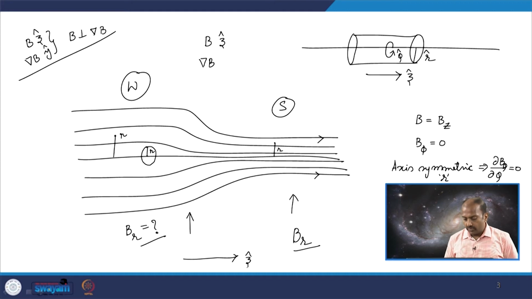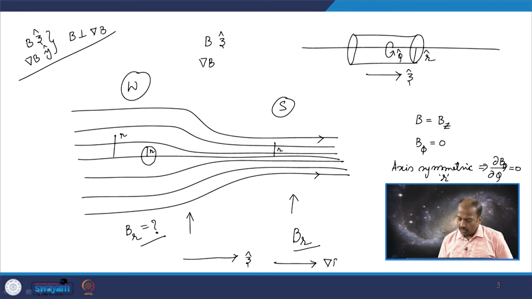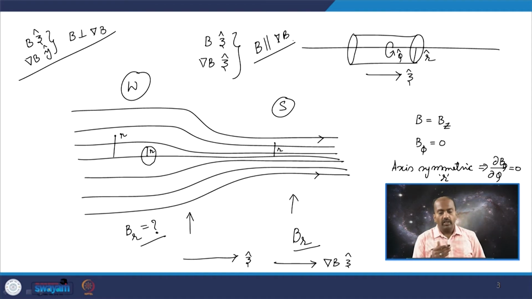So, what is the direction of the gradient? Of course, this is the direction of the gradient. The gradient is the maximum change in a particular physical quantity. The direction of this gradient is obviously in the z cap direction itself. So, the magnetic field is increasing in this direction, right. So, the magnetic field's gradient is also in the z cap direction. What it means is that now we have a scenario in which B is parallel to del B. Okay. So, the magnetic field is parallel to del B.